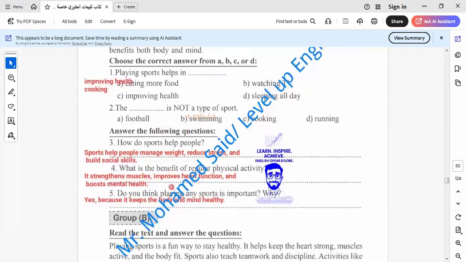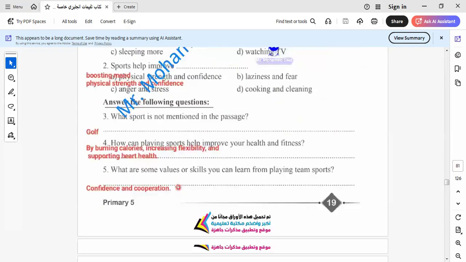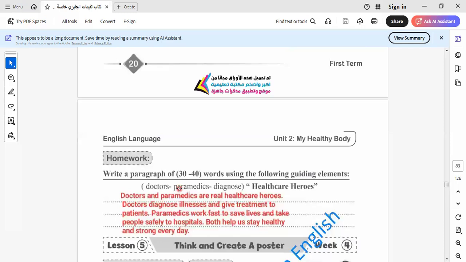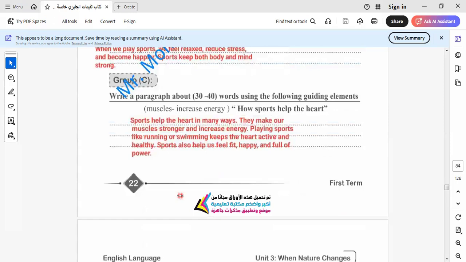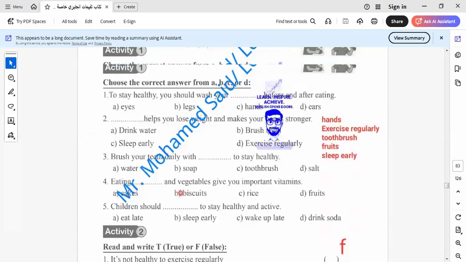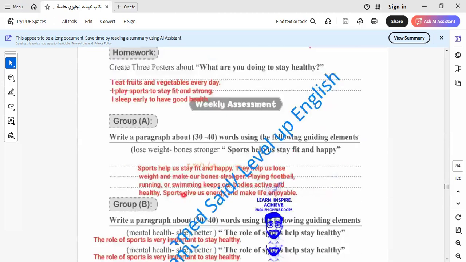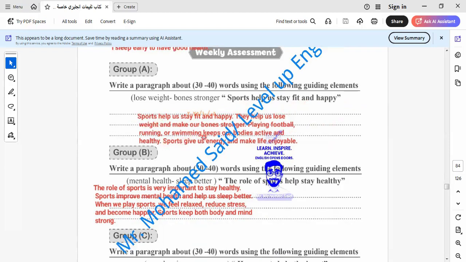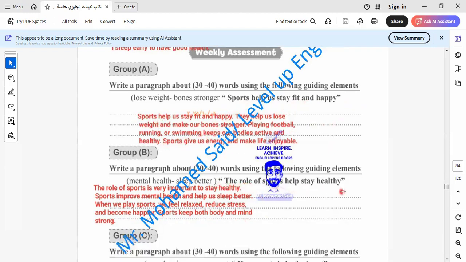Here we have the weekly assignment of this unit. So here we have also a paragraph. Let's do it together. Sports help us stay fit and happy. So here we have two paragraphs. A paragraph about sports and a paragraph about the role of sports in helping us stay healthy.